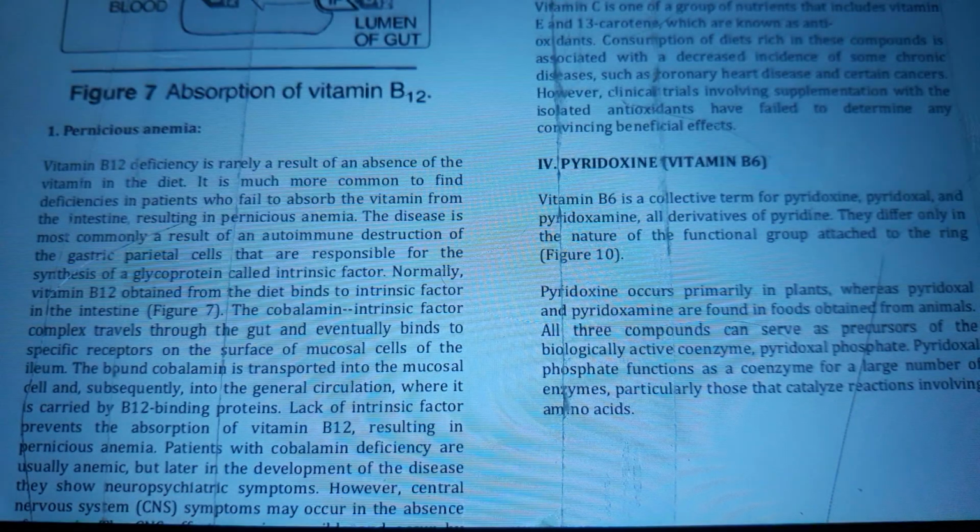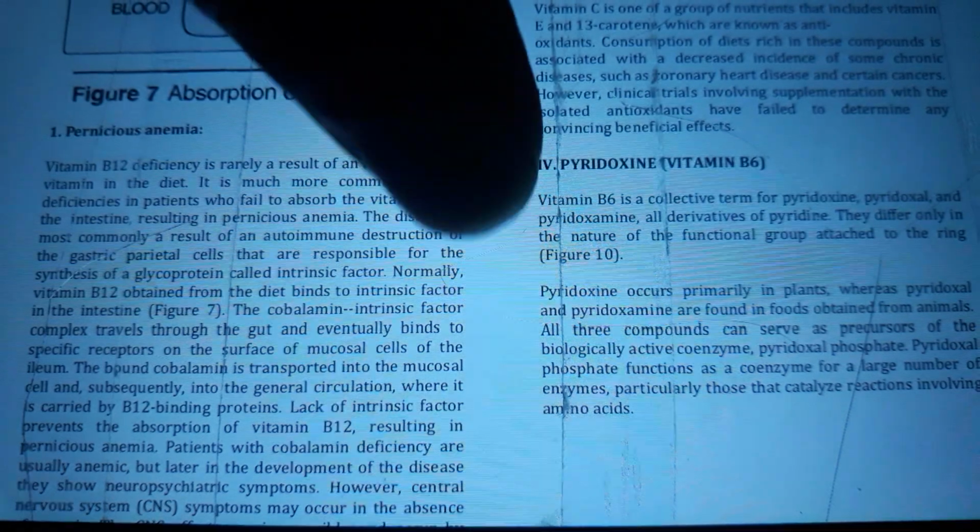Prevention of chronic disease. Vitamin C is one of a group of nutrients that includes vitamin E and beta-carotene, which are known as antioxidants. Consumption of diets rich in these compounds is associated with a decreased incidence of some chronic diseases such as coronary heart disease and certain cancers. However, clinical trials involving supplementation with the isolated antioxidants have failed to determine any convincing beneficial effects.